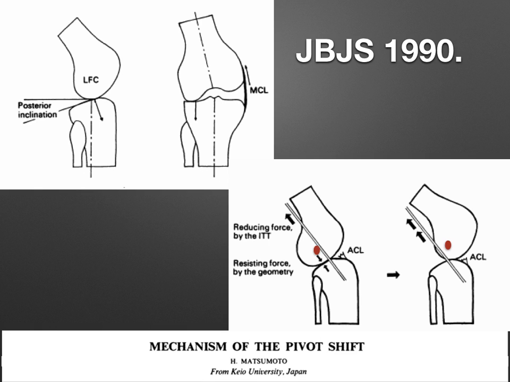In 1990, Matsumoto published in JBJS the mechanism of the pivot shift test. And in this mechanism, they have emphasized three factors. One is the posterior inclination of the tibial plateau. The other one is the intactness of the medial collateral ligament. And the third one is the intactness of the IT band. So this IT band acts as the reducing force.